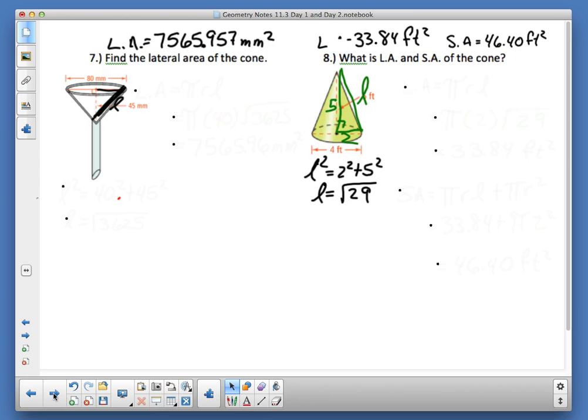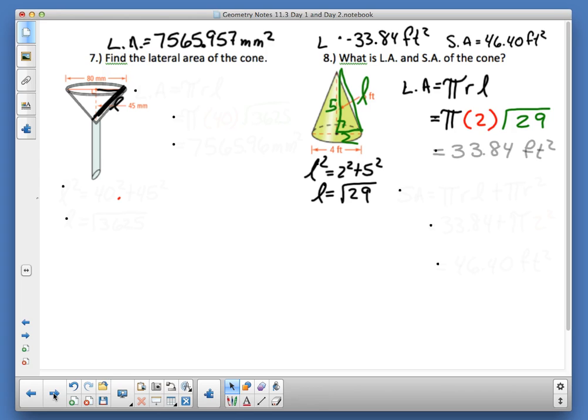That's thing 1, and one little misstep can affect the next 3 steps in the problem, because you're using the square root of 29 for LA, and you're using the square root of 29 for SA, and because you used 2 as a radius, you're going to use 2 for the area of the base. So you have to be careful about what you're doing and know what everything's for. LA is pi RL. I just found L, the square root of 29, R is 2. So we need to know that that's the relationship we're using. It's not 4. 4 is the diameter.